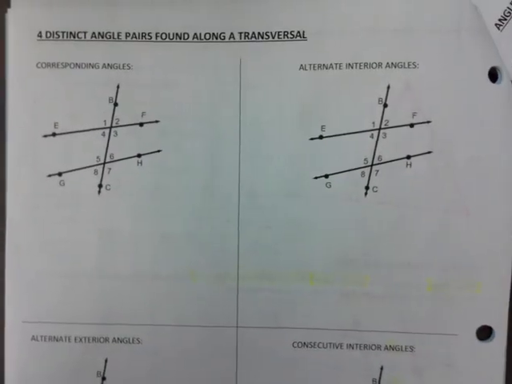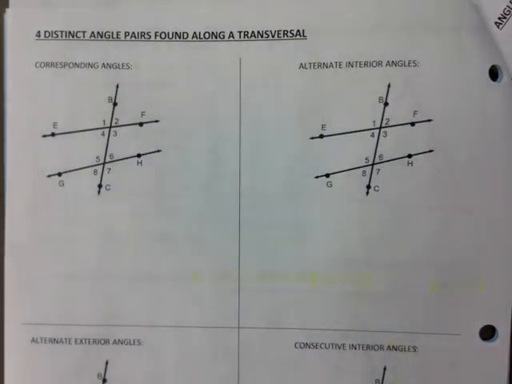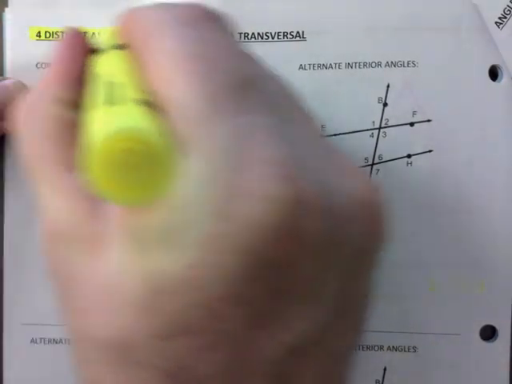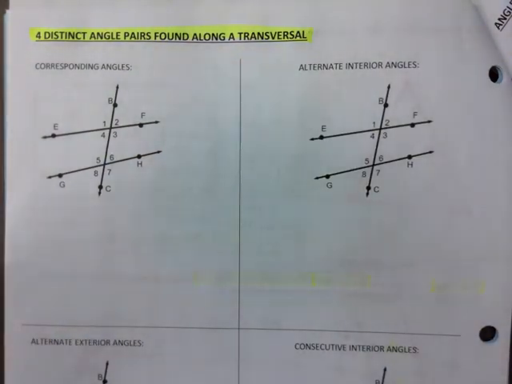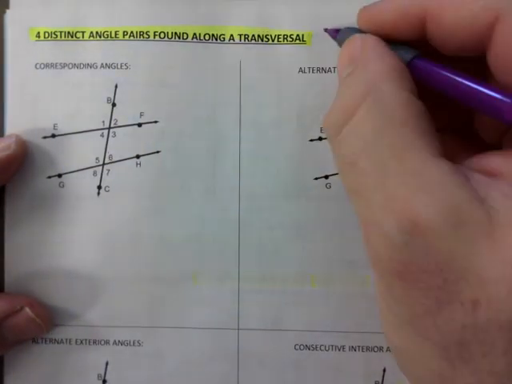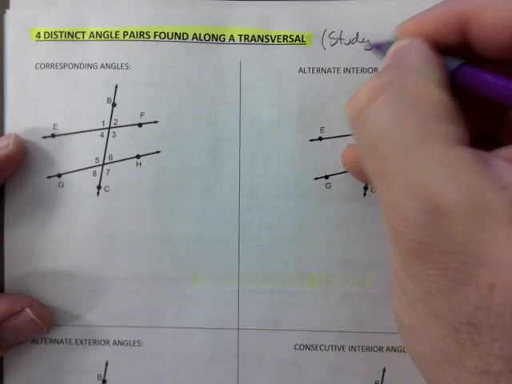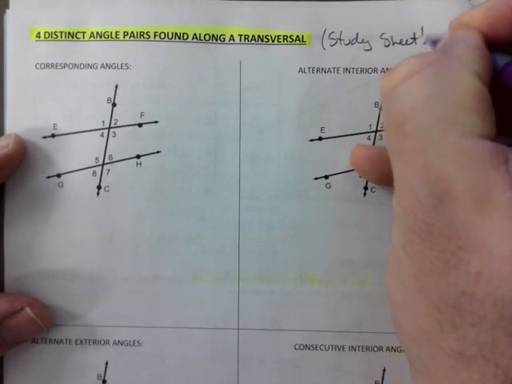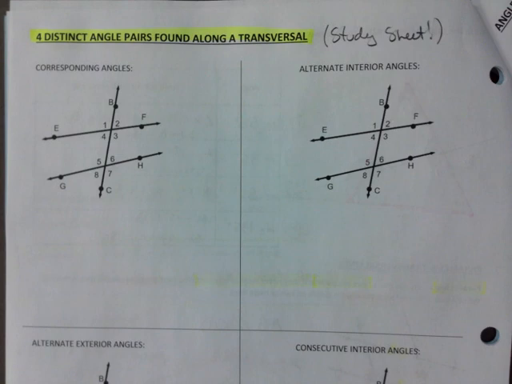Here they are. These have to find their way to your study sheet. Make sure you highlight that. It's on page 5, study sheet. These are your four: corresponding, alternate interior, alternate exterior, and consecutive interior.